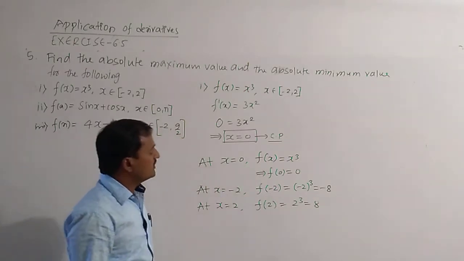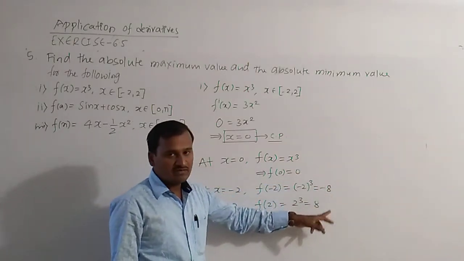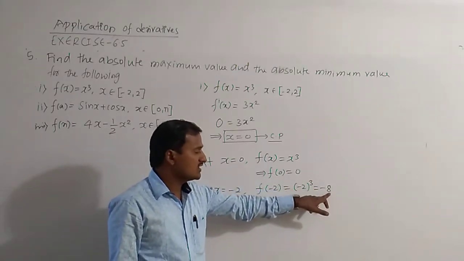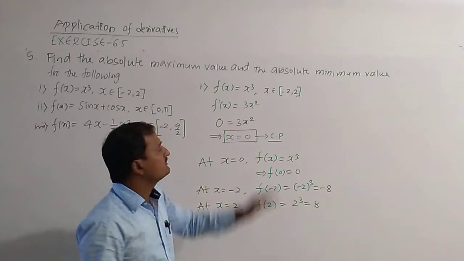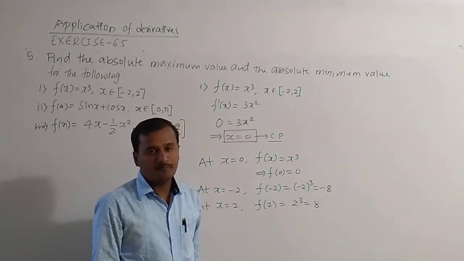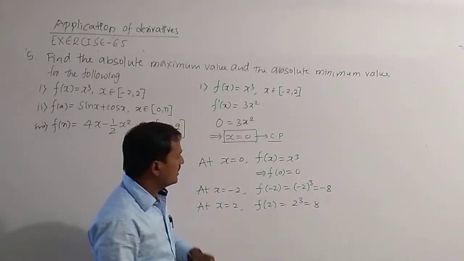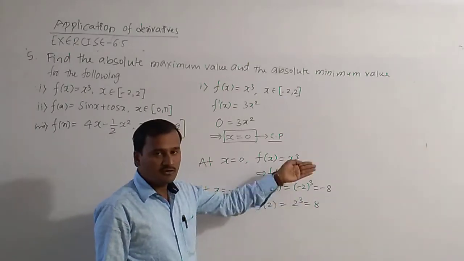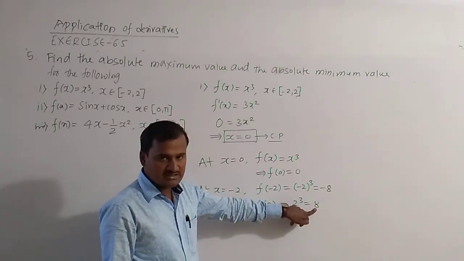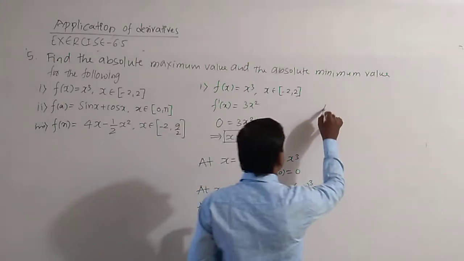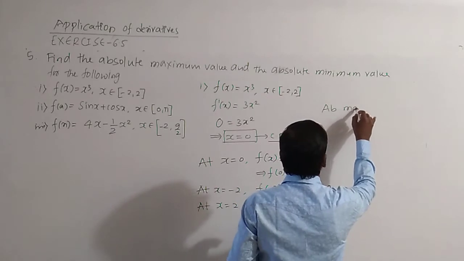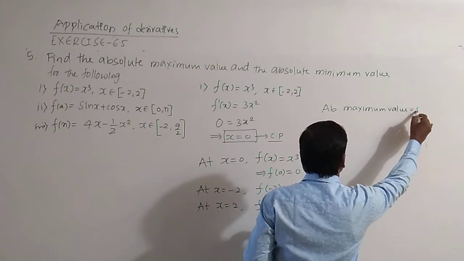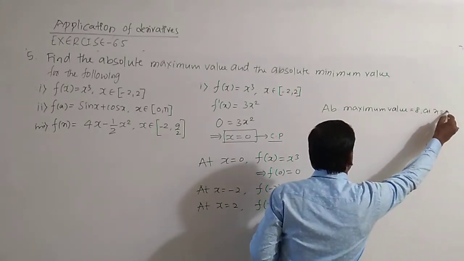So here we should observe, we are getting 3 functional values. This is the functional value at the critical point, and these are the 2 functional values of the given function at the end points. Now we should write the absolute maximum. You have to choose the maximum of all these. The maximum of all these is 8. So therefore your answer is: absolute maximum value is equal to how much? 8 at x equal to 2.